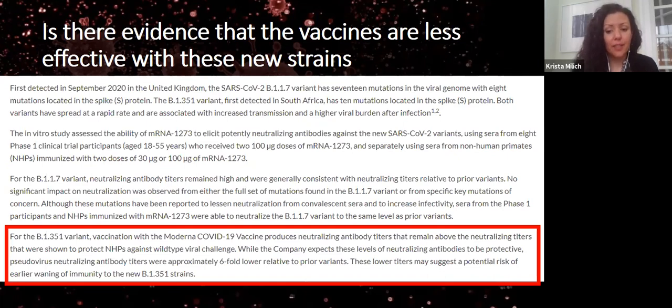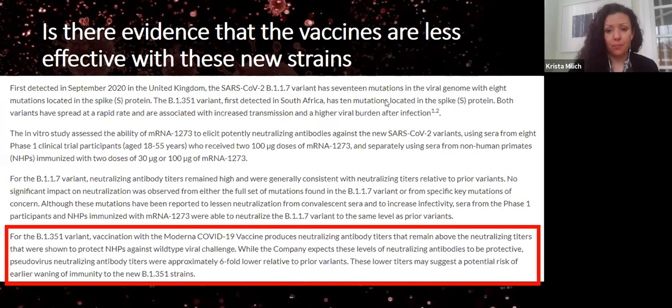While the company expects these levels of neutralizing antibodies to be protective, pseudovirus neutralizing antibody titers were approximately 6-fold lower relative to prior variants. These lower titers, and this is the important part, these lower titers may suggest a potential risk of earlier waning of immunity to the new B1351 strains. Okay, so they're saying it still is protective, but potentially that effectiveness of the vaccine would wane earlier.